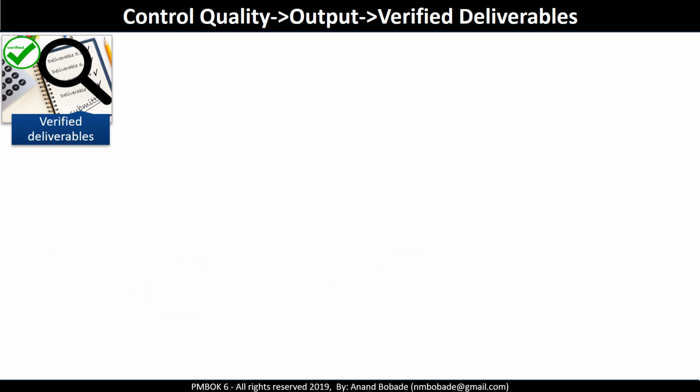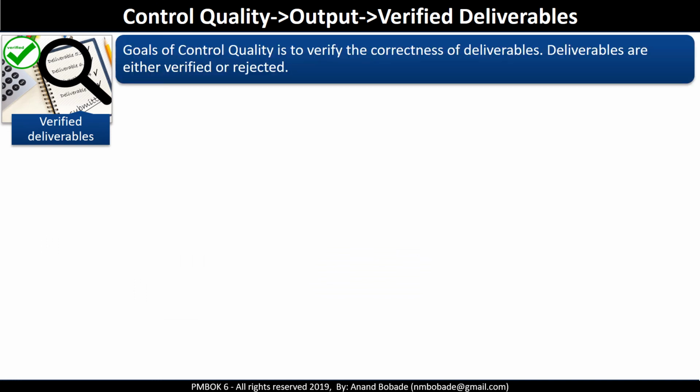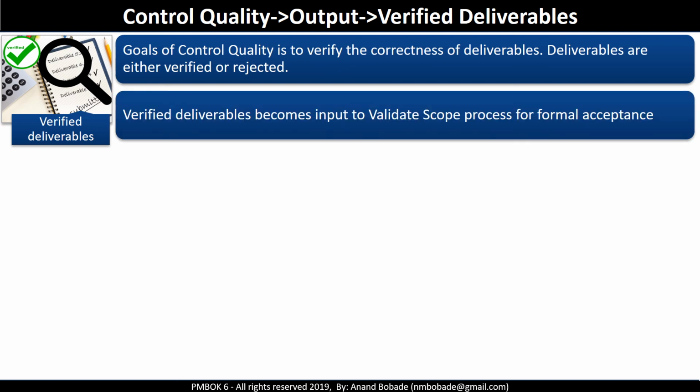Verified deliverables. The goal of the control quality process is to determine the correctness of the deliverables. Correctness means whether deliverables conform to the stated requirements or not. If there is a non-conformance, there must be a change made to the deliverable. This will be done by raising a change request, which is the next output. If they are accepted, this means the verified deliverables become input to the validate scope process for a formal business acceptance.